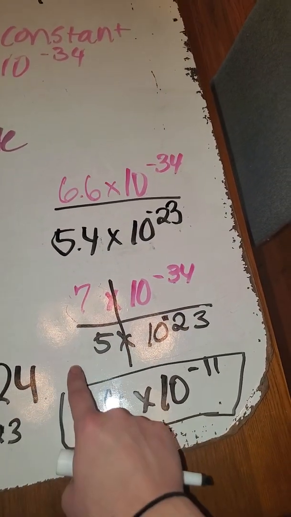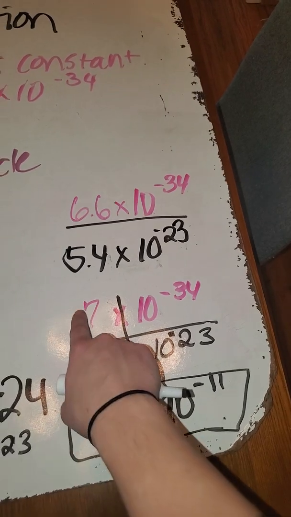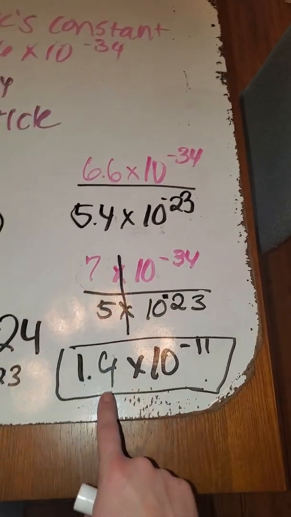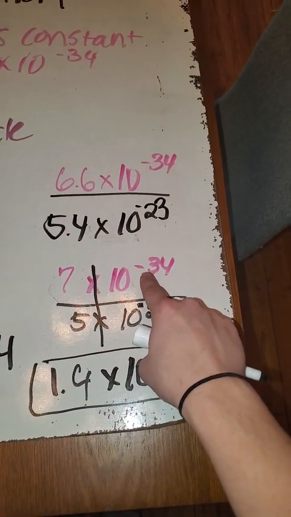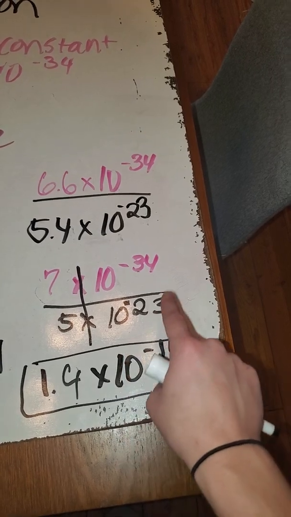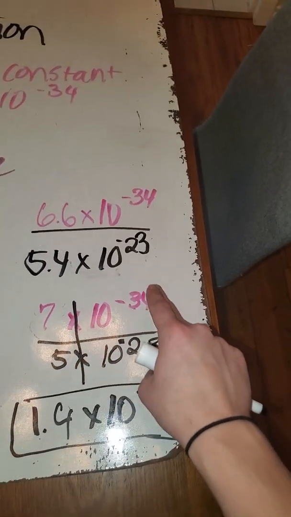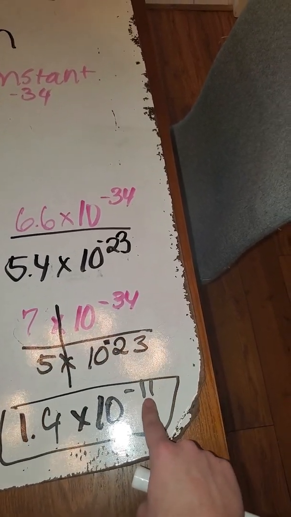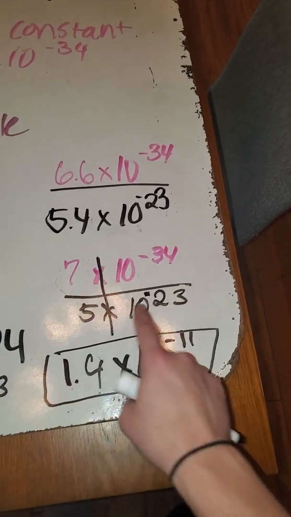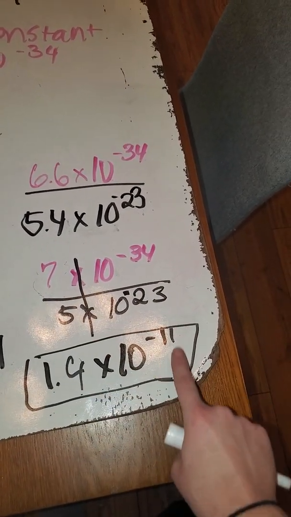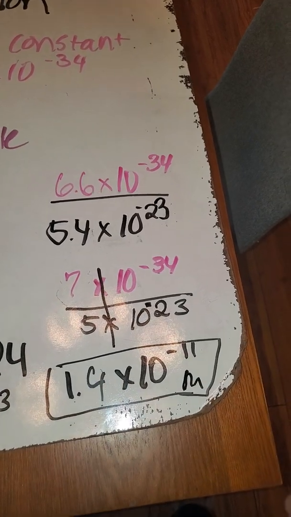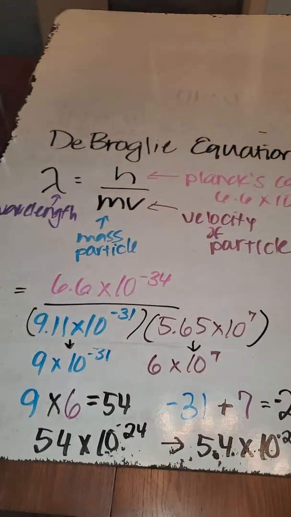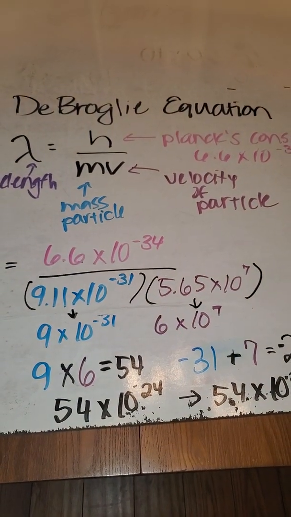Okay, I rounded my numbers to make them a little bit easier to work with. So 7 divided by 5 gives me 1.4. Okay, when we do 10 to the negative 34 divided by 10 to the negative 23, we're really subtracting. So negative 34 minus negative 23 is going to give me a negative 11. So 1.4 times 10 to the negative 11 meters would be my wavelength. And that would be it. We would be done. So I'm going to walk you through the second example in just a second.